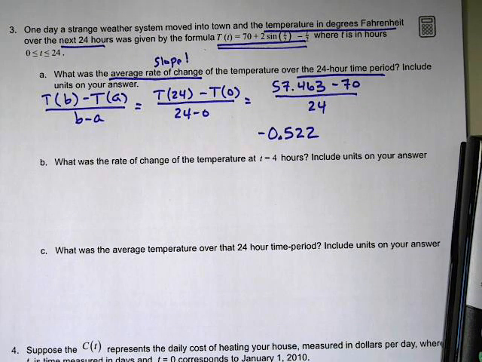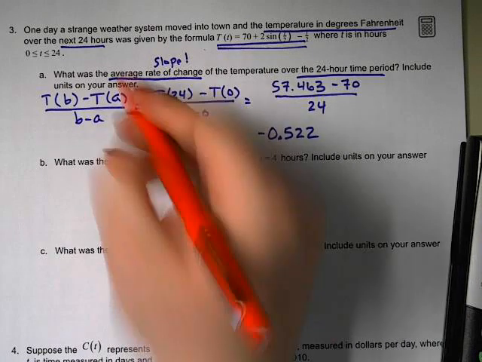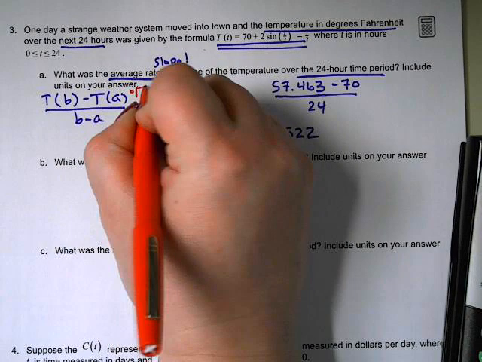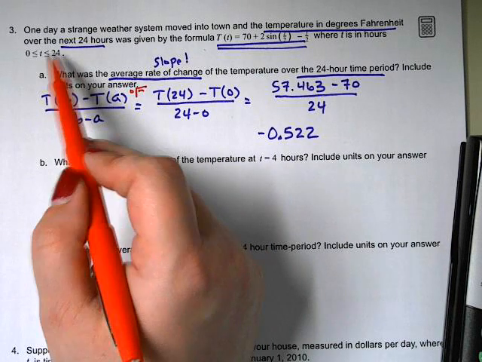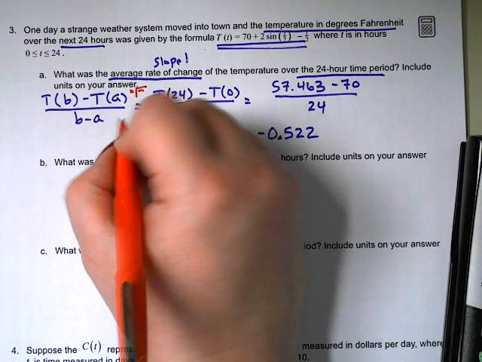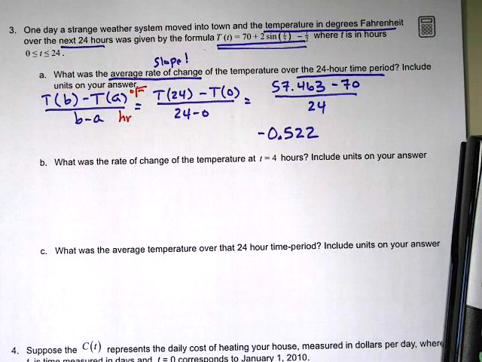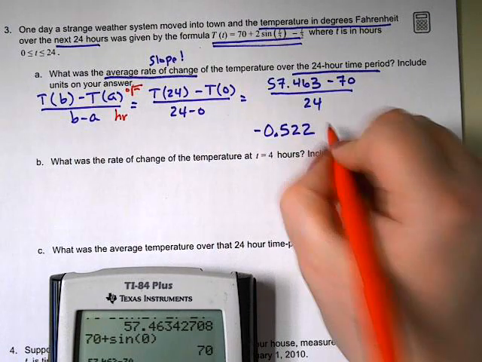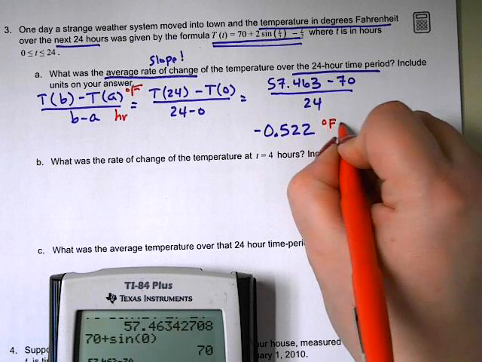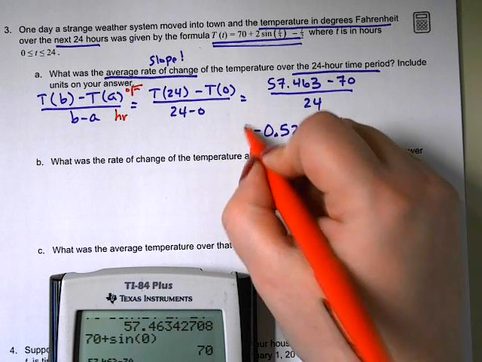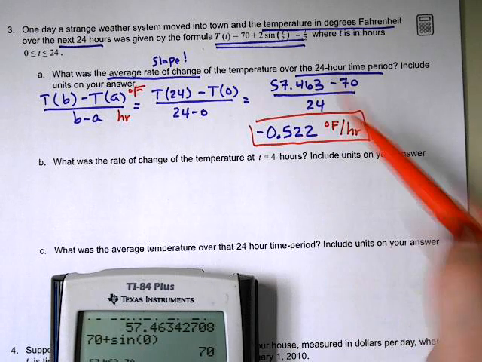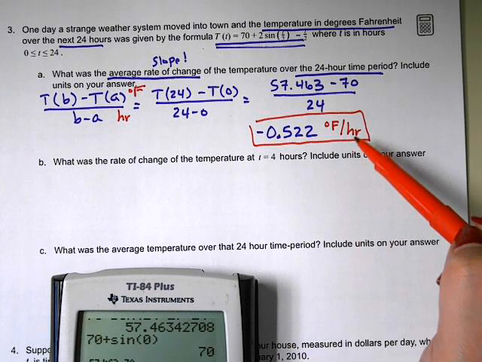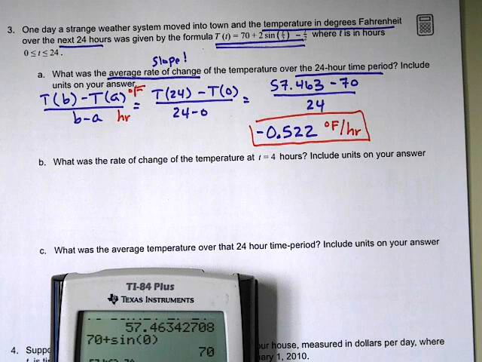Because we're finding the slope, we know that on top we were finding the temperature, which is degrees Fahrenheit. And on the bottom, we were talking about from B to A. We did from 24 hours to 0 hours. So this was in hours, which means our units are degrees Fahrenheit per hour, which should make sense because we're talking about a rate of change. So your units should reflect that it's a rate of change.